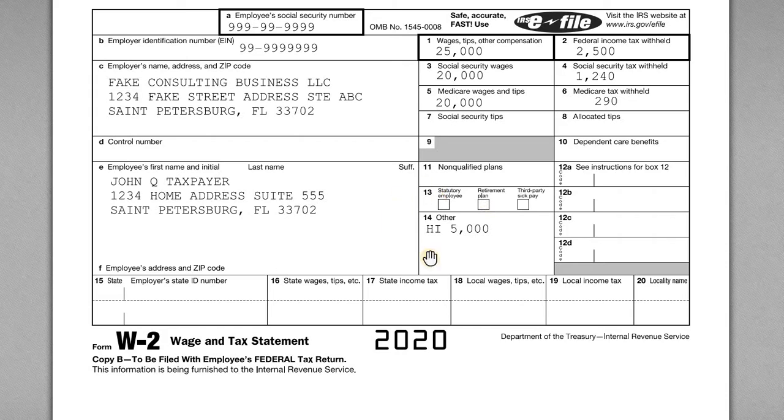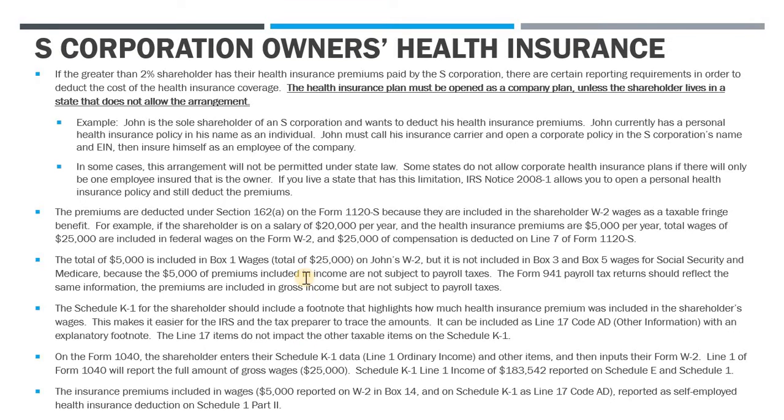Oh, and just to highlight here, box 14 is where you include other information about the employee. So it's customary to put the $5,000, whatever the health insurance premiums were, in box 14, right? So you can put HI for health insurance or something to that effect, and the $5,000 amount. Okay, now let's go back to the slide here. Now that's the W-2. So what does the K-1 and the tax return look like?